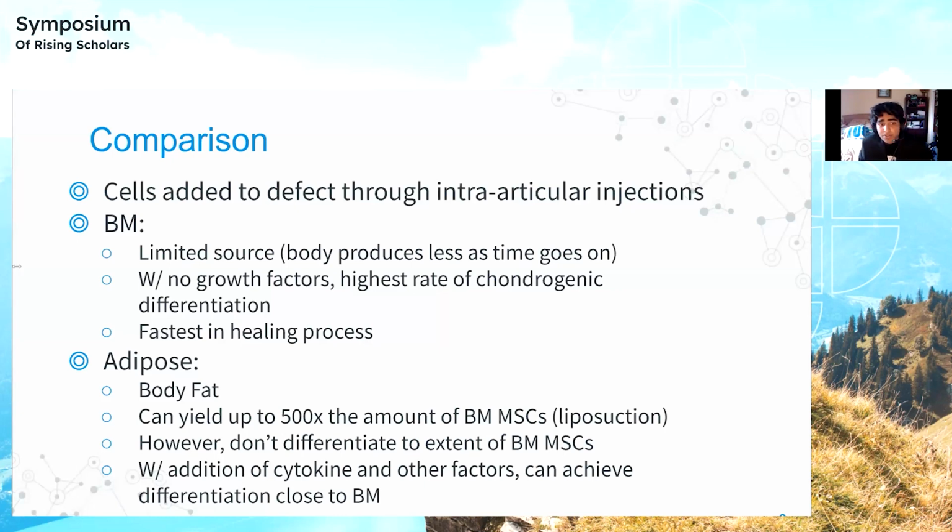Getting into adipose, which is derived from body fat, we know that it has an extremely high yield potential, with over 500 times the yield of bone marrow, typically through processes such as liposuction, which are used very often in cosmetic surgery. However, the differentiation is a much slower process, as this kind of stem cell is more of a multipotent rather than a pluripotent or totipotent cell. However, with the addition of cytokines and other growth factors, it can reach a very high rate of differentiation.